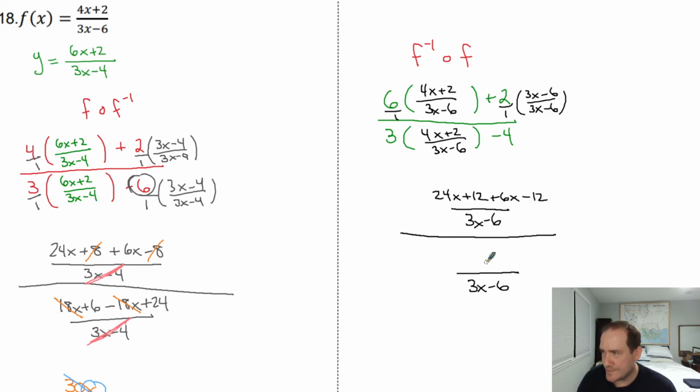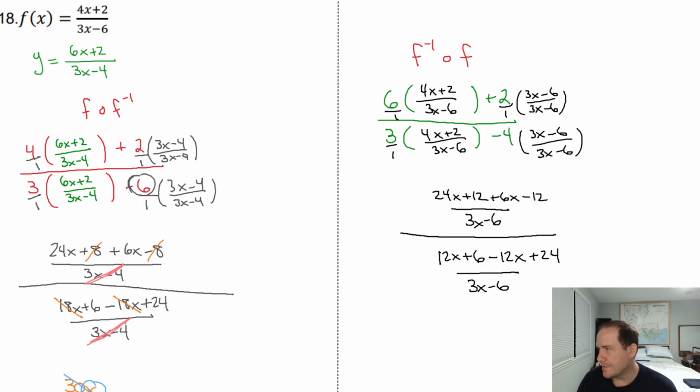And the same thing happens in the denominator. Distribute the 3, 12x plus 6. This is going to get multiplied by 3x minus 6 over 3x minus 6. And we're distributing a negative 4 in. So we'll be subtracting 12x. And we'll be adding on 24.